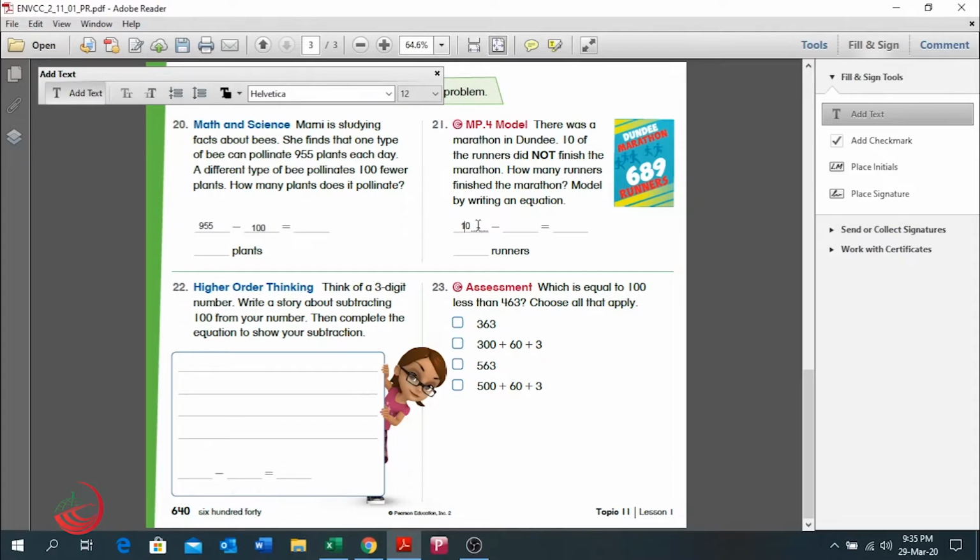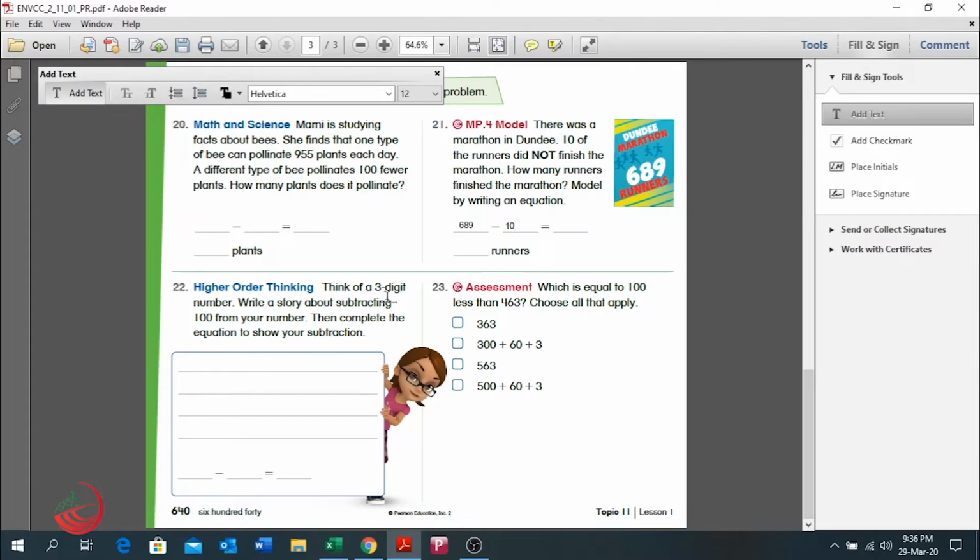So, why not? Okay, let's just cross that out. So here we're going to start with 689 minus 10. You do the rest.